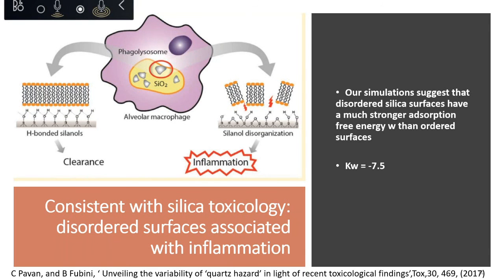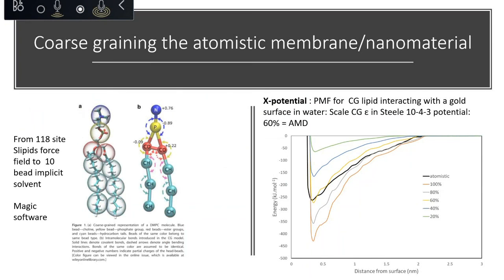Now, this observation that the disordered silica has a much stronger adsorption free energy is consistent with the silica toxicology. Disordered surfaces are associated with inflammation. And for more on that, you can go to this very nice review by Pavan and Fubini. So at least from that table, we see several things, but that observation that amorphous silica has very strong adsorption is consistent with that literature.